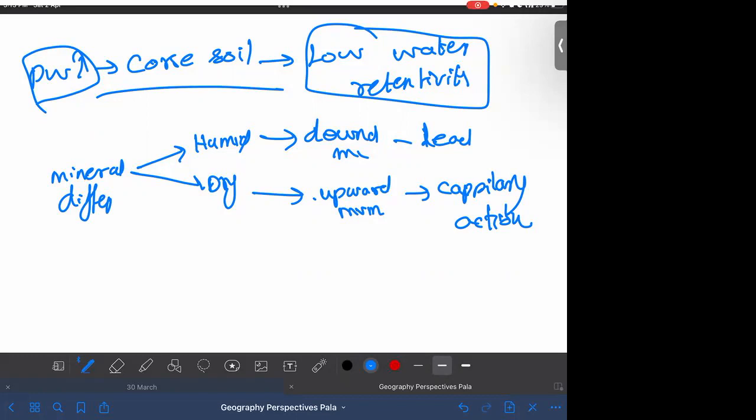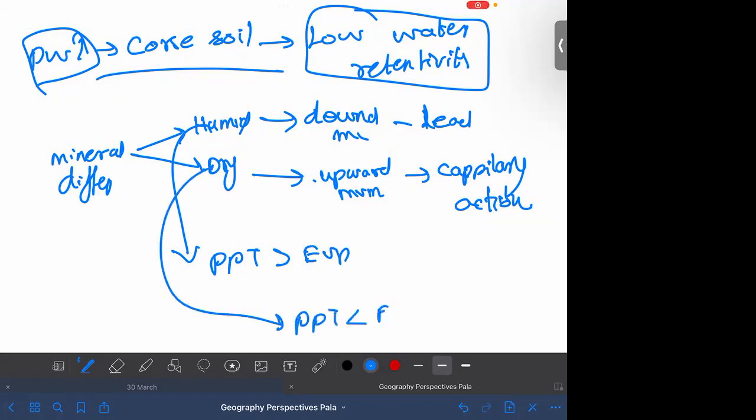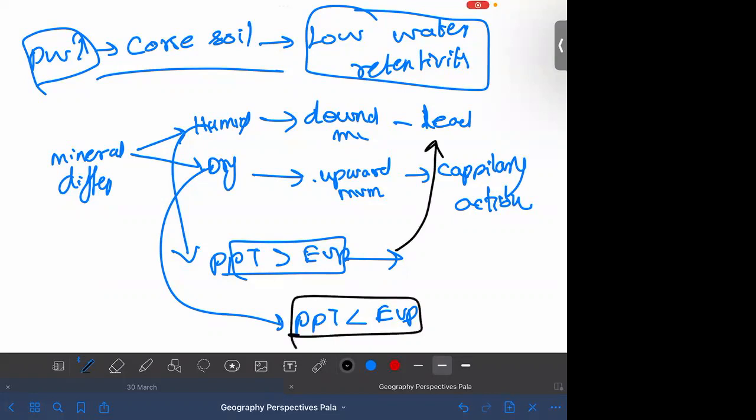So again, climate. If you look at humid region, precipitation would be greater than evaporation. In dry region, precipitation would be less than evaporation. When precipitation is greater than evaporation, more water would be going down. When more water goes down, it would lead to more leaching. On the other hand, when precipitation is less than evaporation, what happens? Water movement would be towards the atmosphere, so water will move up, and capillary action.